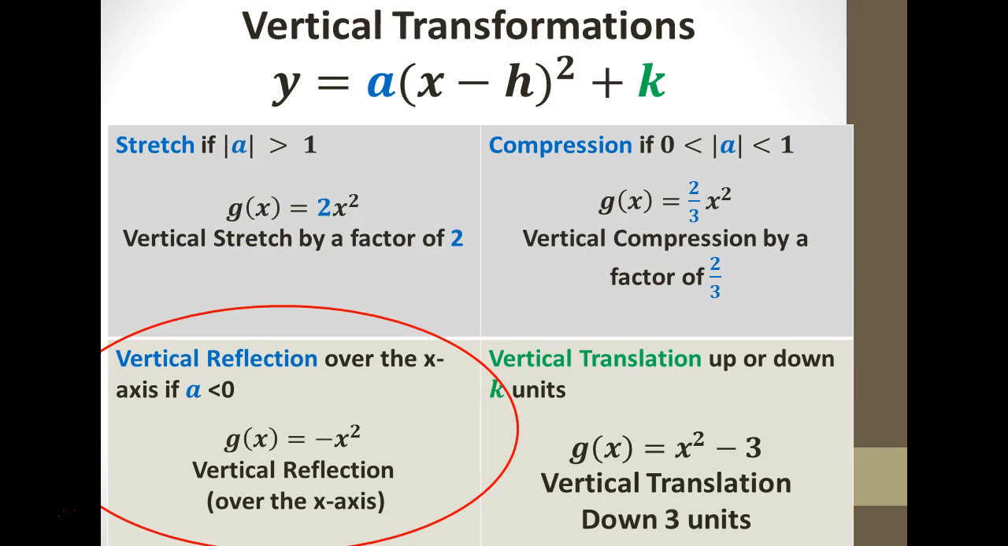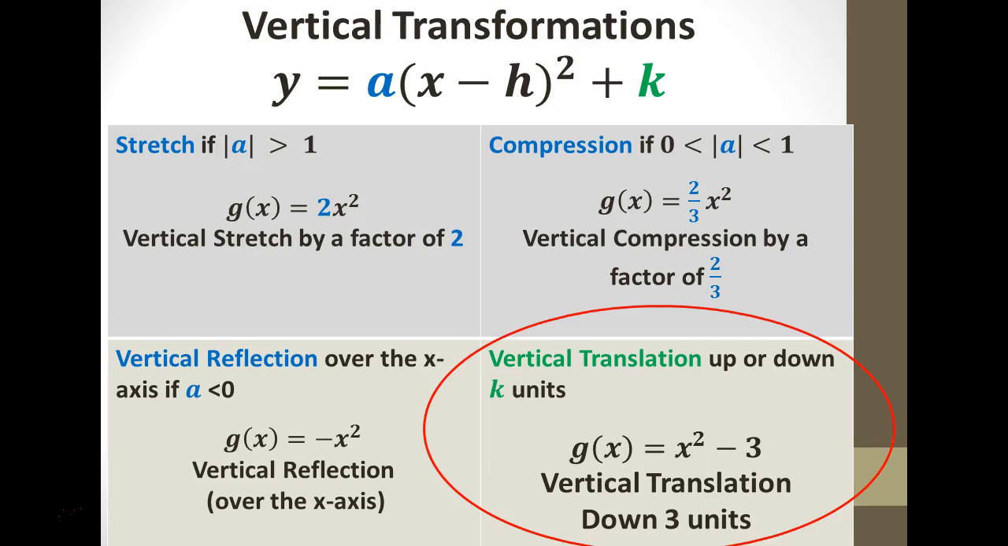Our last vertical transformation are vertical translations up or down k units. Now, if k is positive, then we're moving up k units. And if k is negative, then we're moving down k units. As we see in my example, x squared minus 3, we call that a vertical translation down 3 units. Now, if you're going to talk to us about a translation, you must describe whether it's up, down, left, right, or whatever it is, and the number of units to have a complete answer.